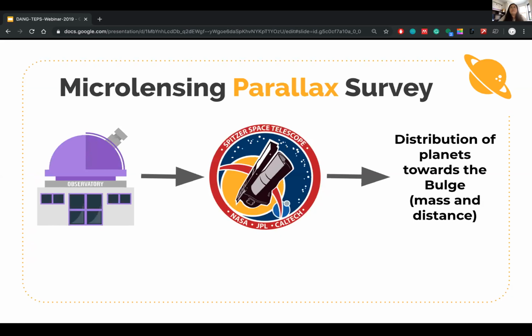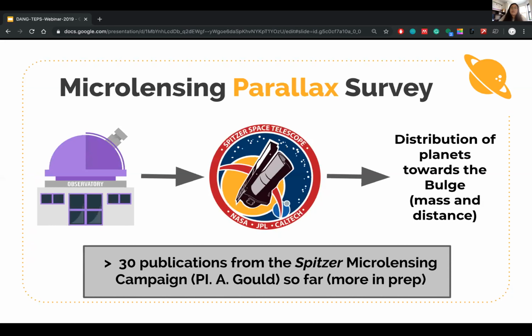And if you repeat this enough times, then you can build a significant distribution of masses and locations of planets. However, microlensing is very unpredictable. Hence, the detection rate for this method is very slow. And for this reason, since you don't have a lot of events or planets detected by this method, it is very crucial that you get good photometry with those observations. So far, the microlensing campaign has over 30 publications. There are many more to come.